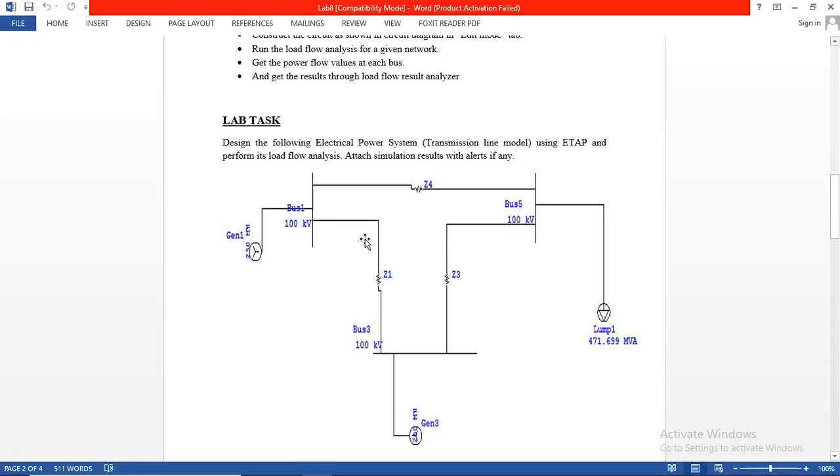The three buses, bus number 1, bus number 2, and bus number 3, are connected together in a synchronized way, in a balanced load way, and the impedances Z1, Z3, Z4 are also connected in this system. The overall network has a 100 kV high voltage network. Further, the lump load 1 has a value of 471.699 MVA that is connected at this site.